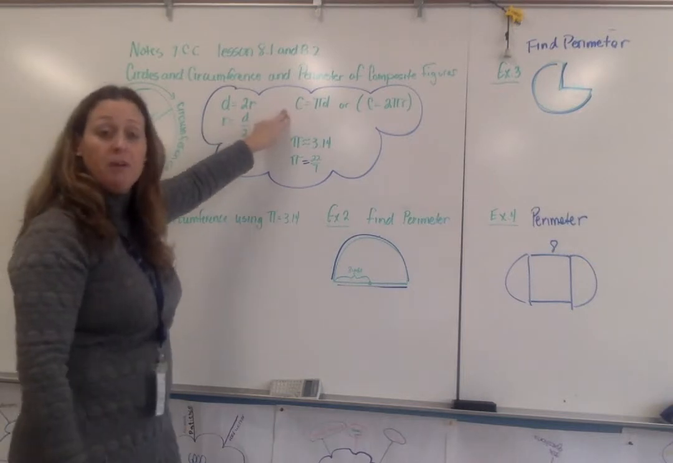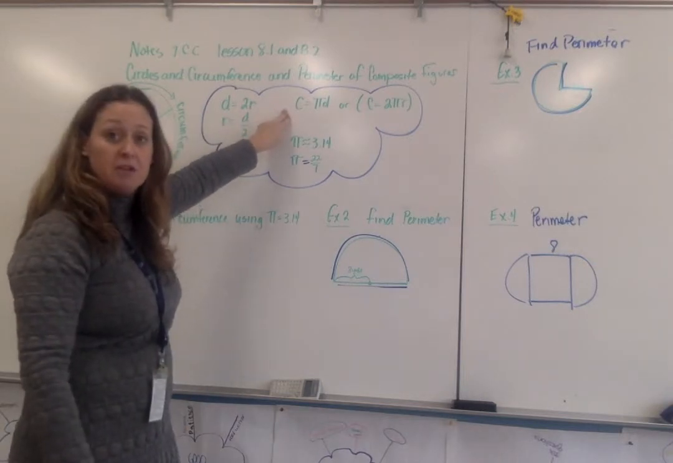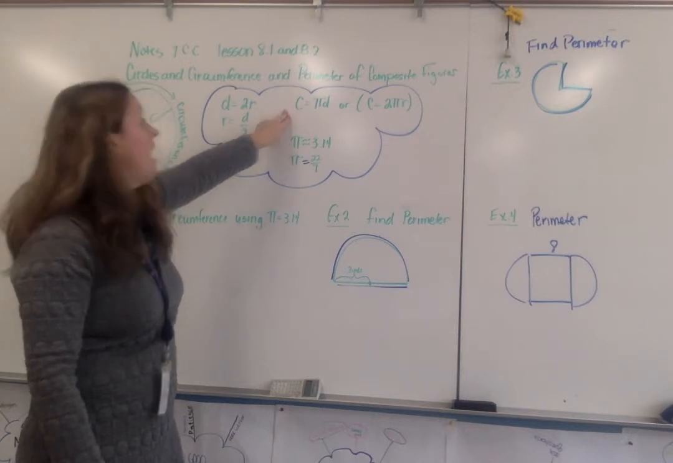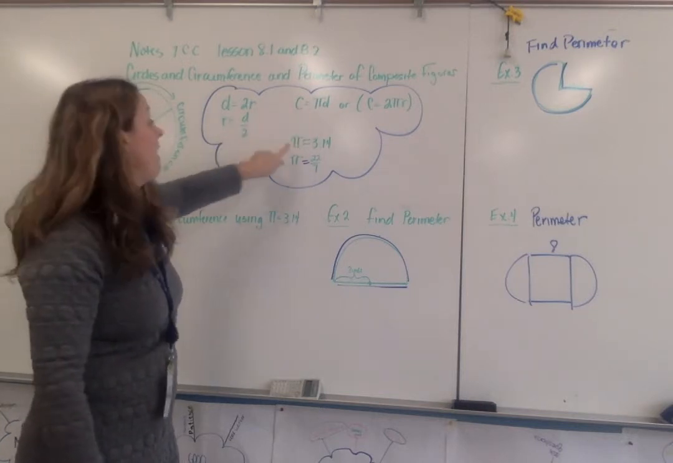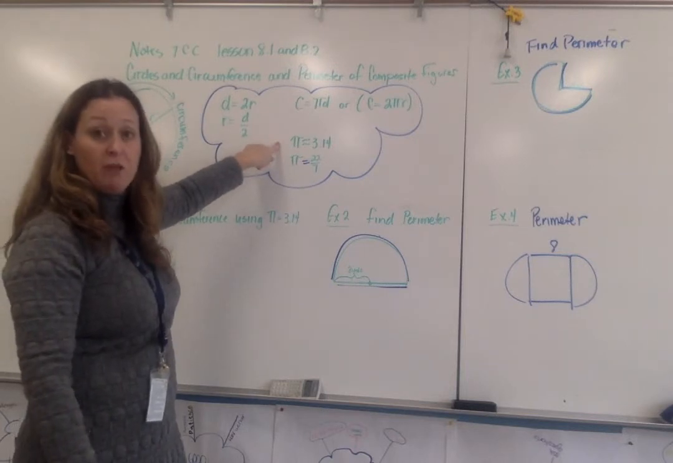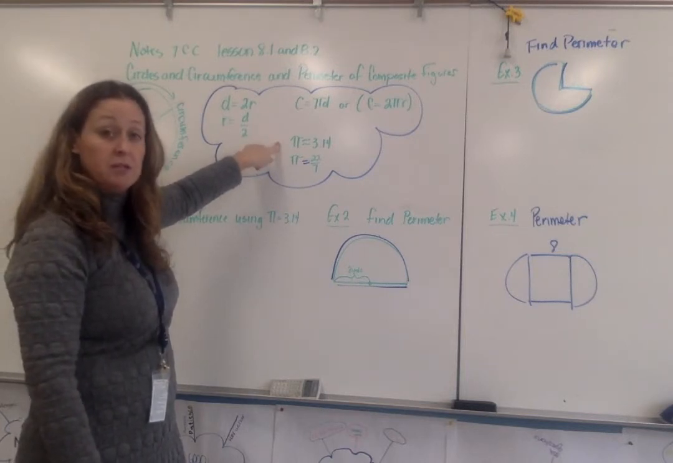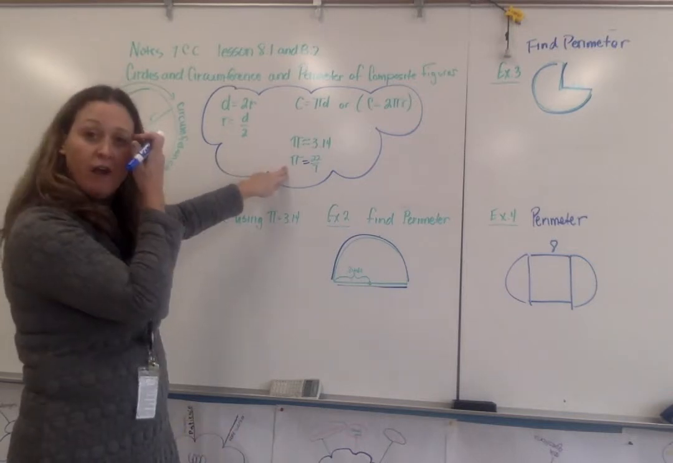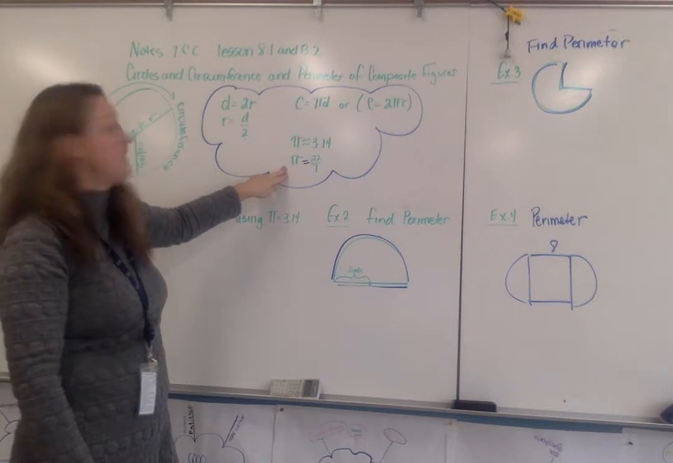You can use either formula: circumference equals diameter times pi, or circumference equals 2 times pi times radius. I'll typically use the first one. You need to make sure that you're familiar with that when using pi, we typically use the decimal 3.14. We use a rounded version of it. And when you're using a fraction, we can use 22/7.